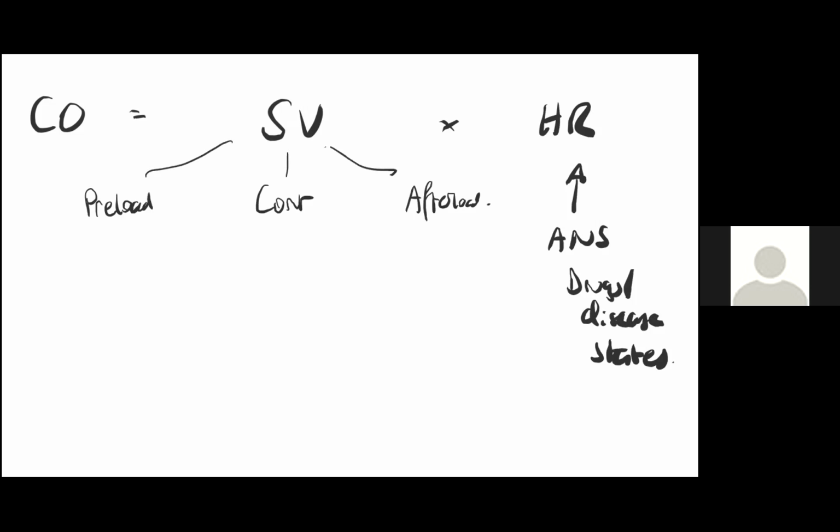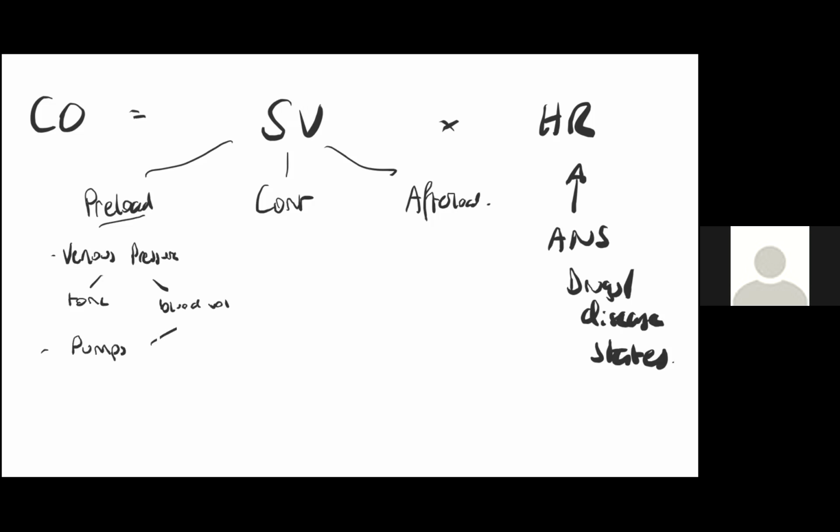So preload is defined as the end diastolic ventricular wall tension. This is analogous to the volume of blood returned from the central venous circulation to the right ventricle. This is affected by a number of different factors. So it's affected by the venous pressure, which is itself a product of both the venous tone and the venous blood volume. It's affected by various pumps.